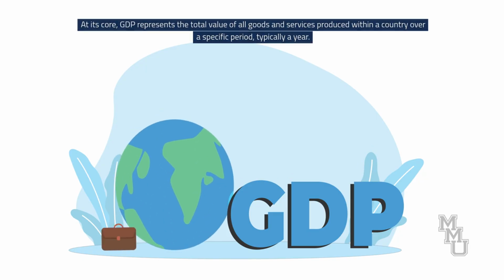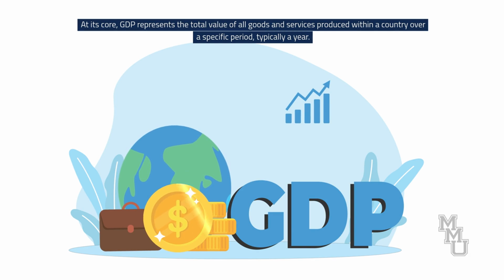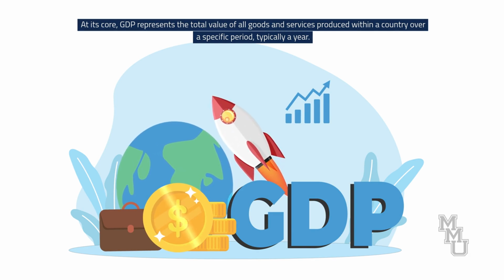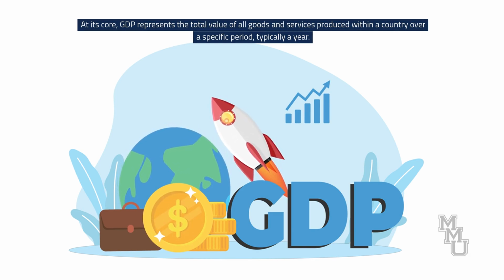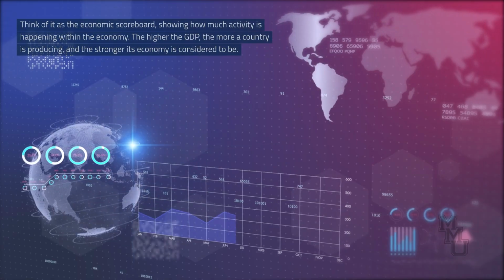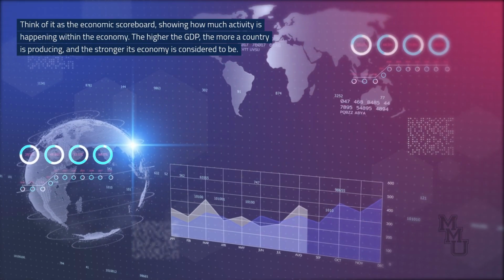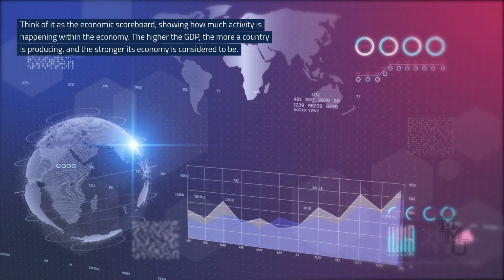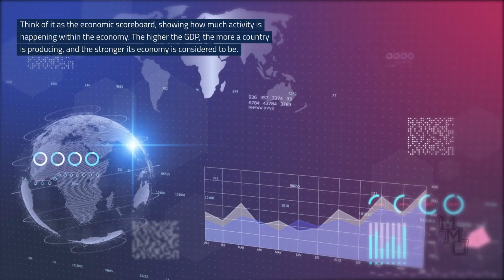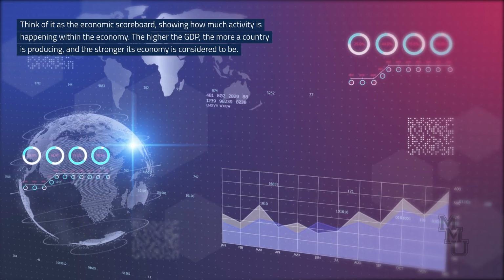At its core, GDP represents the total value of all goods and services produced within a country over a specific period, typically a year. Think of it as the economic scoreboard, showing how much activity is happening within the economy. The higher the GDP, the more a country is producing, and the stronger its economy is considered to be.